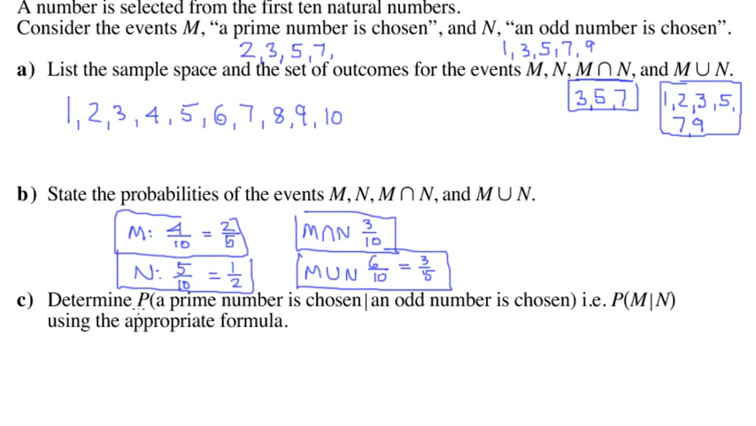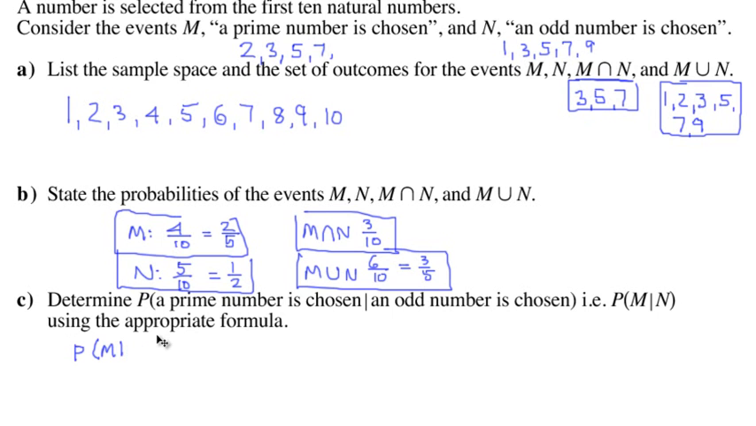Determine the probability that a prime is chosen given that an odd number is chosen using the appropriate formula. Okay, we could work this out just by looking at our numbers, but they tell us not to. The formula for this, they call it the multiplication law for dependent events, says the probability of m given n.